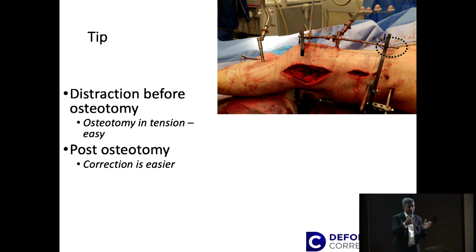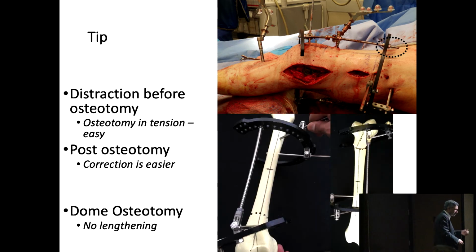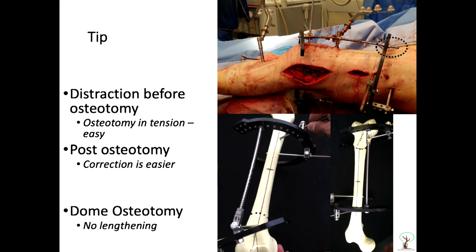The other thing which I learned from Durai is that before the osteotomy, you put in a bit of distraction. If you do the osteotomy in tension, it actually comes quite easily and it's easy to know that you have completed the osteotomy. So that's another trick you can use while doing your osteotomy. If it's a dome, it actually rotates quite easily, and this is where you should not leave no length. But if it is a dome, it often comes quite easily without any lengthening.